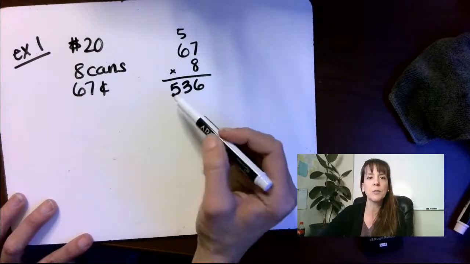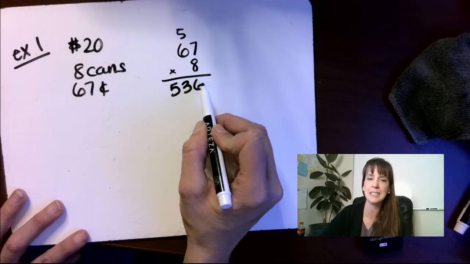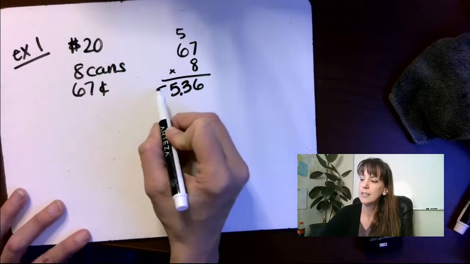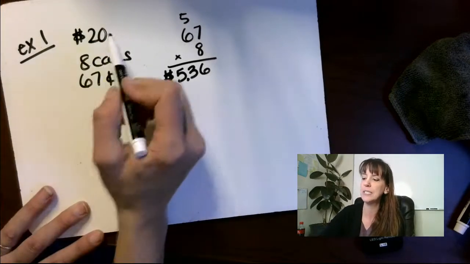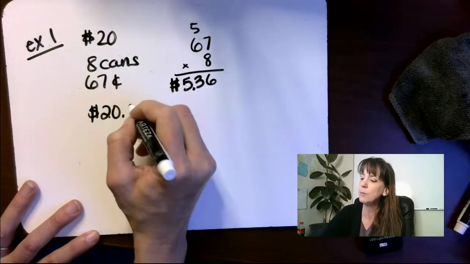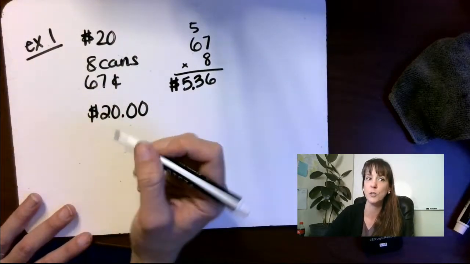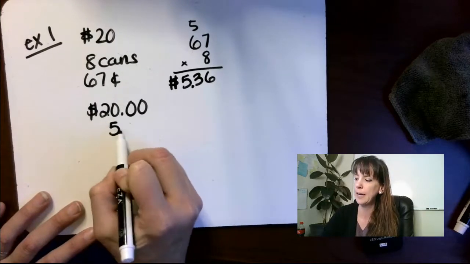Now, remember, so she had 536 cents, but we don't really say it like that. We take 536 cents and we write that as a dollar, right? So she spent $5.36. So now what we have to do is take that 20 that she had to figure out how much she had left. And guys, if it helps to write with grid paper, that's fine too. What I want you to do is really make sure you're lining up those decimals, okay?